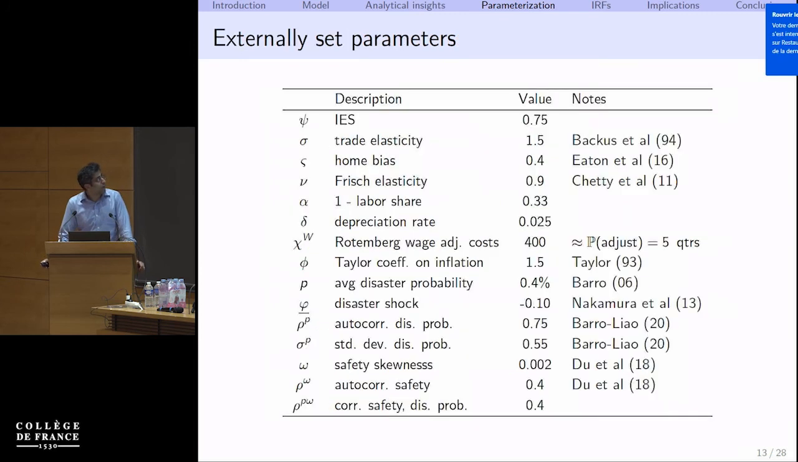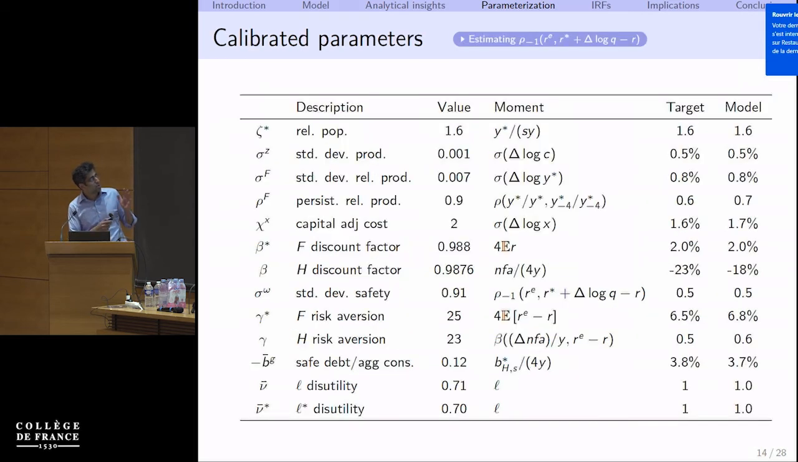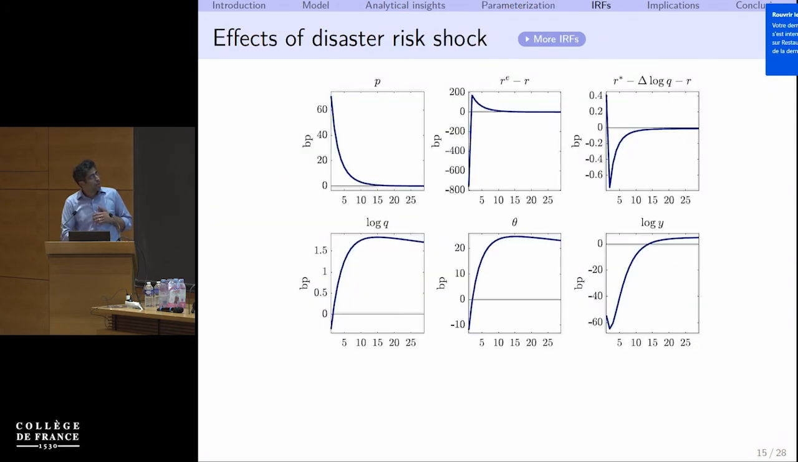Okay. This is a bunch of externally set parameters. Let me just say largely standard, nothing really crazy going on here. Here are the key calibration targets. The broad message is we're calibrating conventional macro moments like consumption and output volatility, as well as financial moments like level of interest rates, risk premia. Before I show you the key untargeted moments, let me show you 2 key impulse responses. This is just going to try to drive home the key message from the analytical results.